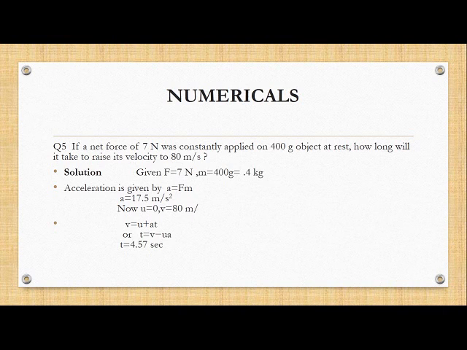Remember the SI unit of mass is kg. I told you this earlier also, children. If the SI units are not given properly, we have to convert. We must see that in a numerical all the units must be in SI unit. Okay, so the SI unit of force is Newton, for mass it is kg, so it comes out to be 0.4 kg. Initial velocity is what, children? 0. So first with the help of the formula F is equal to ma, we will be able to calculate the acceleration. So we got the acceleration as 17.5 meter per second square. Again, the SI unit must be mentioned.